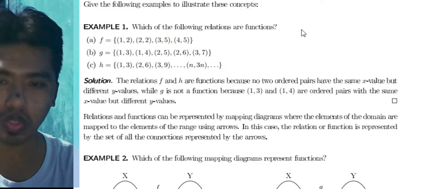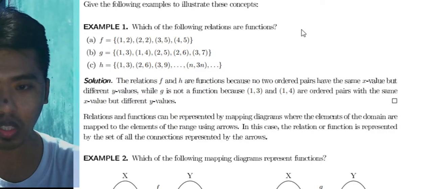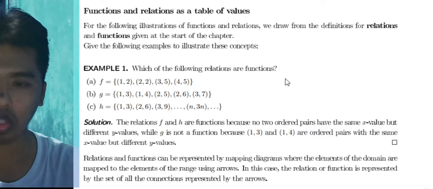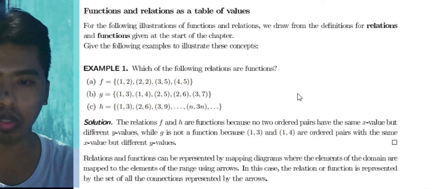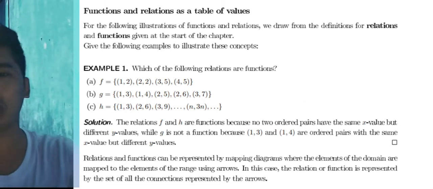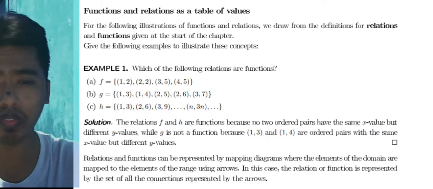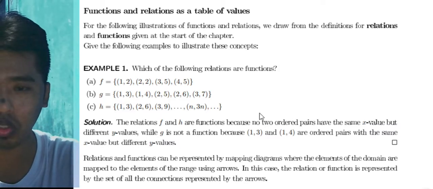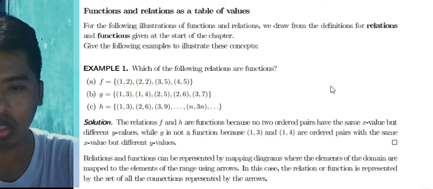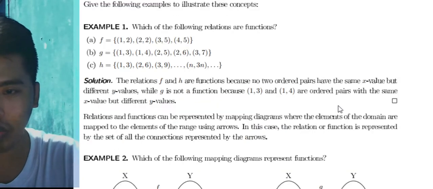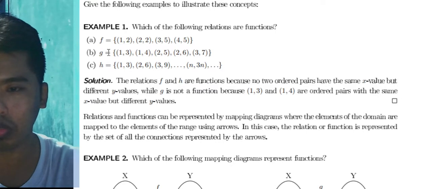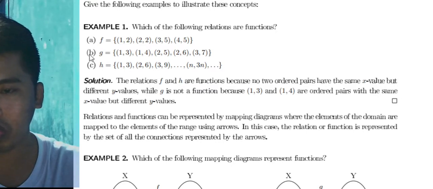Now, let's proceed to the next example, or should I say, functions and relations as a table of values. For the following illustration of functions and relations, we draw from the definitions for relations and functions given at the start of the chapter. So, given the following examples to illustrate these concepts, which of the following relations are functions? We have 3 examples.